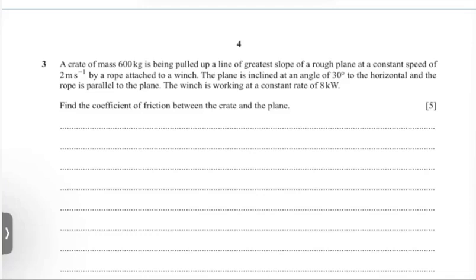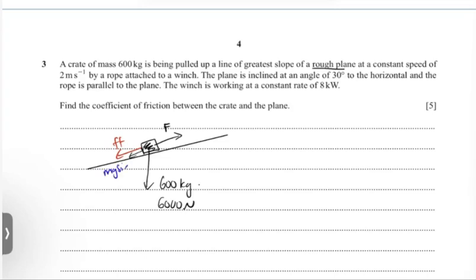Okay, next question. A crate of mass 600 kgs is being pulled up a slope of a rough plane. Okay. 600 kgs or 6,000 newtons. It's being pulled up a rough slope, so friction must act down at a constant speed. Okay, so my force that's pulling it up is going to be, I'm just going to also add my mg sine theta. Those are going to cancel each other out because it's a constant speed of 2 meters per second.